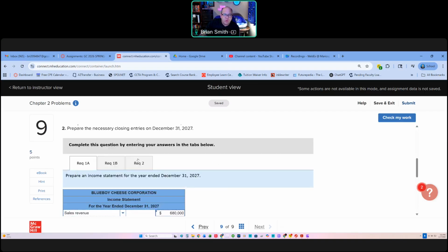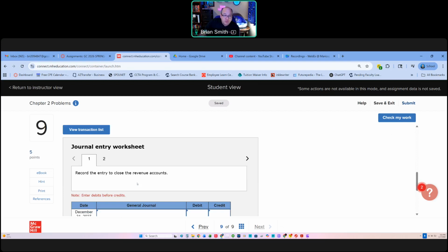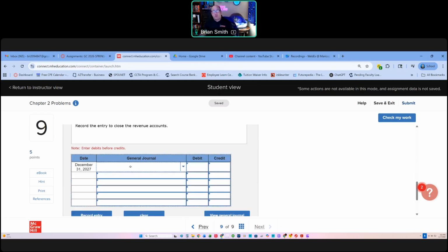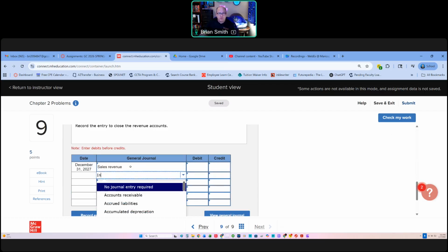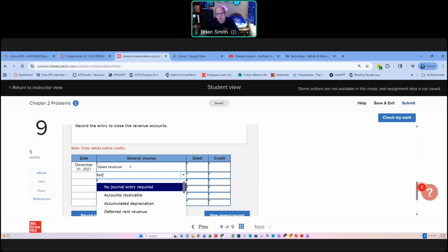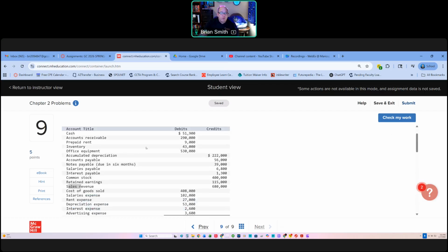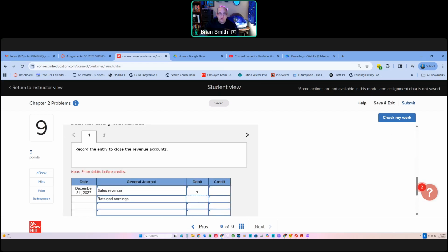And then let's go to requirement 2. What's that got for us? Closing entries. Let's close the revenue account. All right, so we're going to debit sales revenue. I remembered that because I just screwed it up. And then we're going to credit our income summary. All right, we're not doing income summary, so we're going to close that to the retained earnings since we're getting rid of the income summary account. Retained earnings. No, we want sales revenue, 680,000.